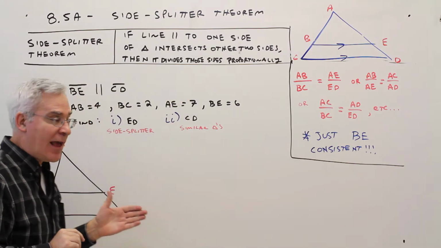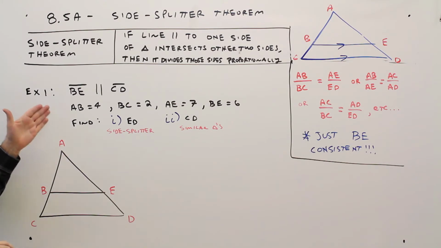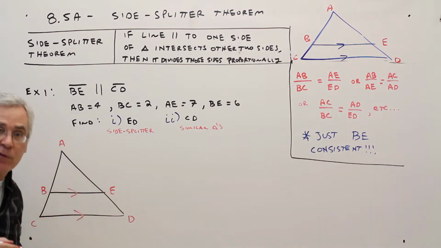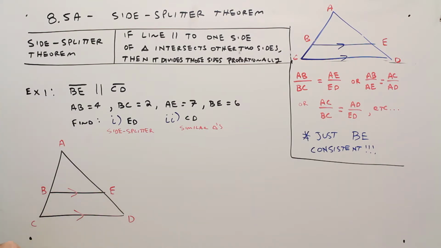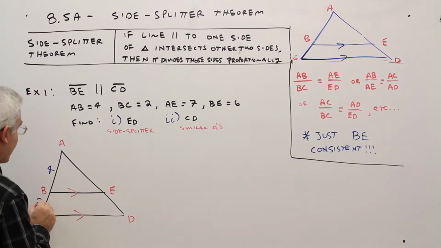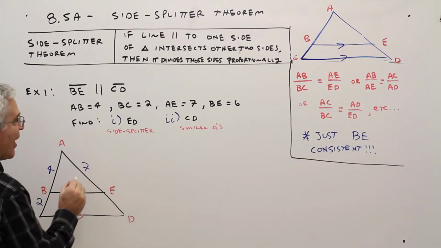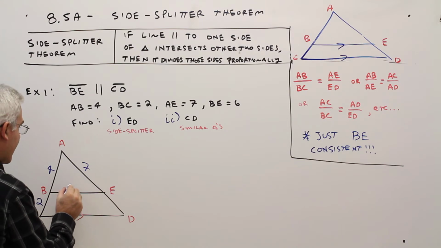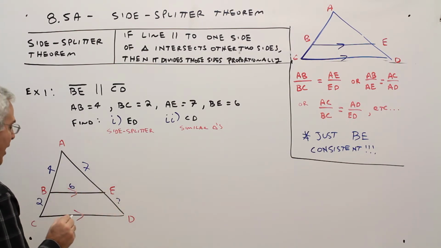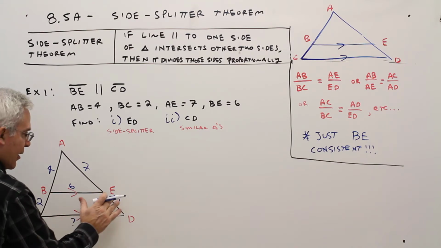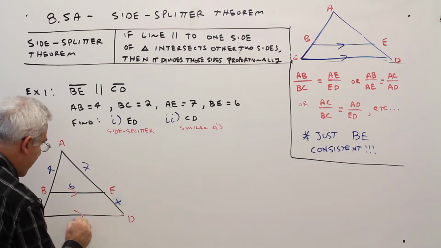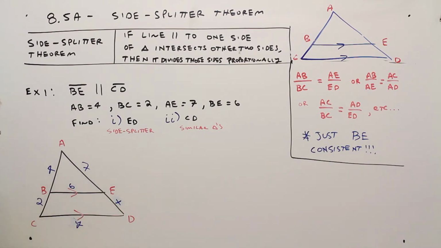Okay? So here's an example, example 1. BE is parallel to CD. That's how the side-splitter theorem works. We're given these dimensions. AB is 4, BC is 2, AE is 7, BE is 6, and we're asked to find ED, and we're asked to find CD. I'll just call this one X, and I'll call this one Y to make the calculations easier.